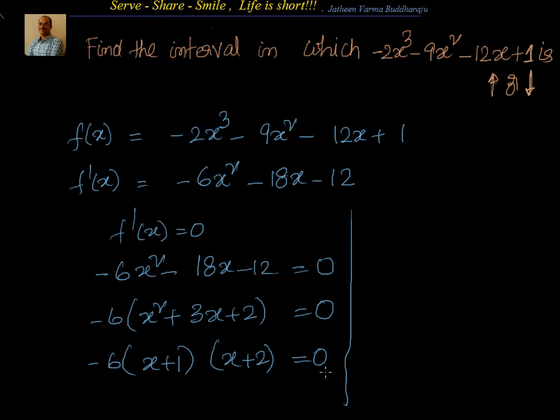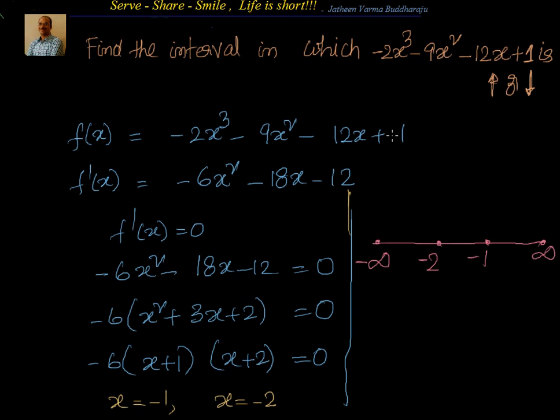Minus 6 into x plus 1 into x plus 2 is equal to 0. That means, what's the meaning of that? At x equal to minus 1, comma, at x equal to minus 2, the function derivative is becoming 0, or the slope of the curve becomes 0. Now let's try to divide the number line according to this. I have first minus infinity, I have infinity here. In between I have minus 2, this is minus 2, and I have minus 1, this is minus 1. So let us see in each interval how this function varies, whether it is increasing or decreasing.